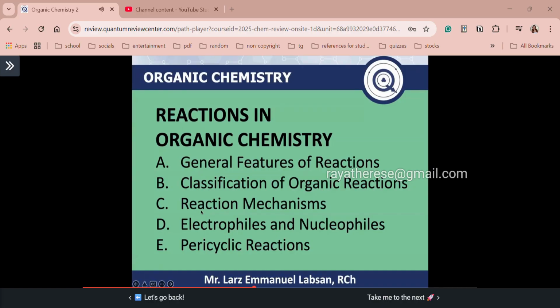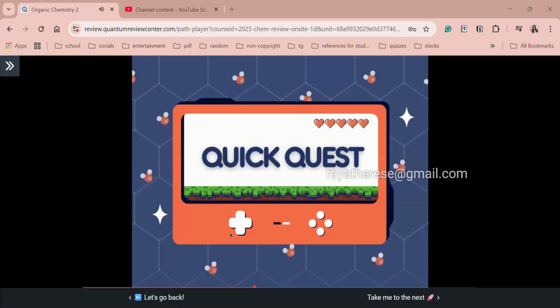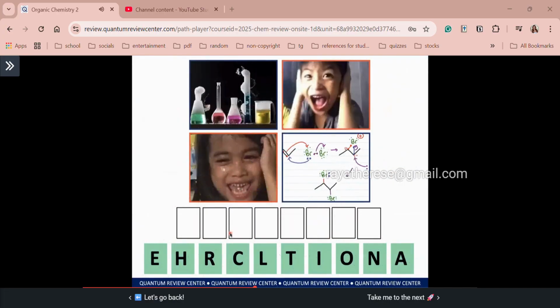Okay, so ready now with our next discussion, crash course 2, reactions in organic chemistry. Again, this is your 4 pics, 1 word in our quick quest. Number 1, class, what is the common theme in our 4 pictures? Of course, class, this is very easy. This one is a chemical reaction, and this picture is a reaction mechanism. And these two, of course, they are reacting. They have a reaction.